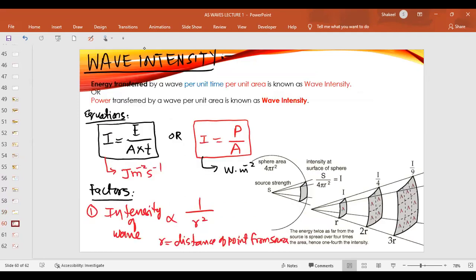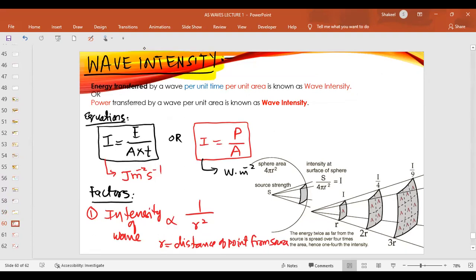Okay, the next important topic is wave intensity. This is equally important as the phase difference. So what is wave intensity? It is energy transferred by a wave per unit time per unit area, or it is power transferred by a wave per unit area. Intensity means strength, like the amount of light, amount of radiation. So if the amount of radiation is increasing, we say intensity is increasing.